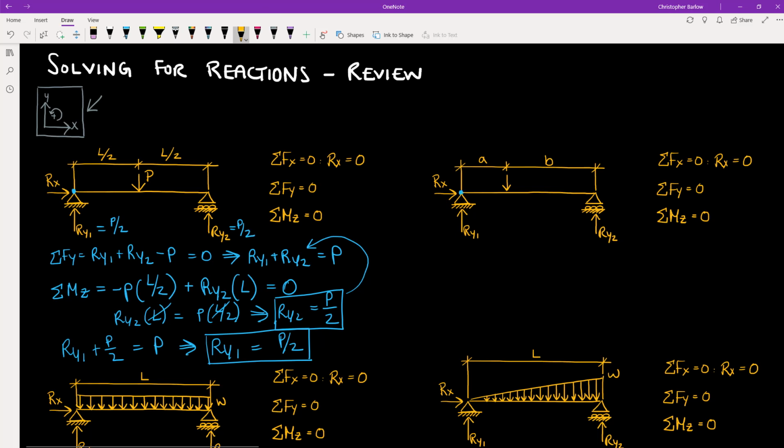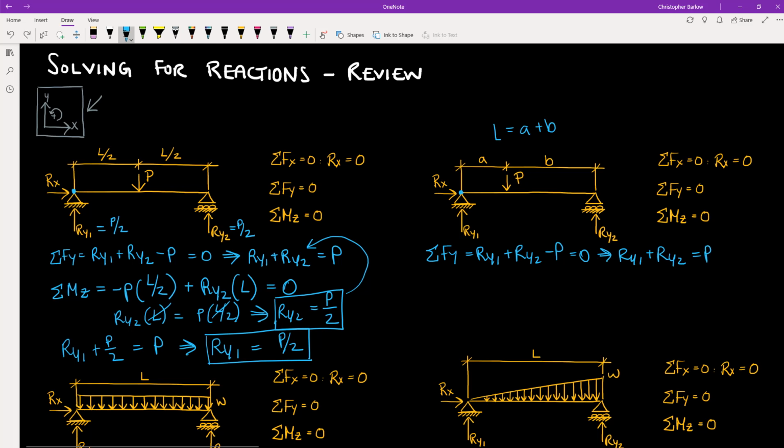Next, let's try an example where we also have a point load, but this time that point load is located a distance a from the support on the left and a distance b from the support on the right. And note that L is equal to a plus b. Similar to our last example, we will have sum of forces in the y is equal to Ry1 plus Ry2 minus P is equal to 0. And so we will have Ry1 plus Ry2 is equal to P.